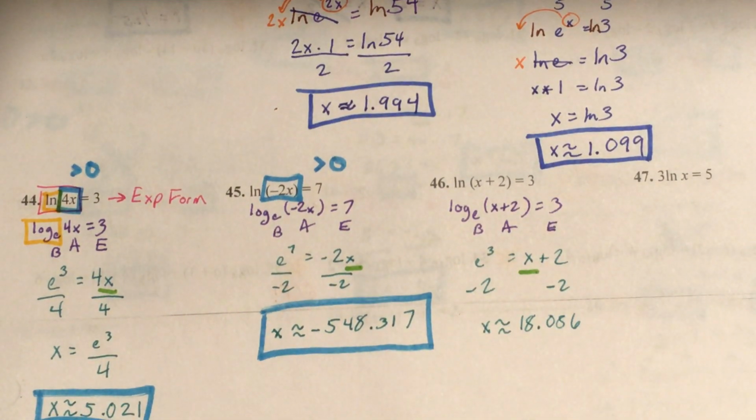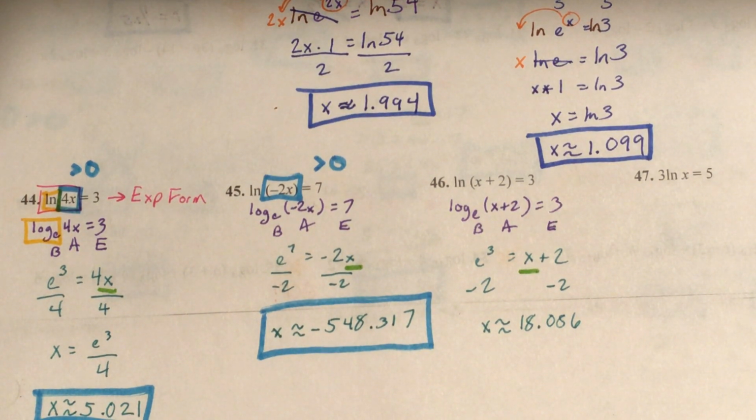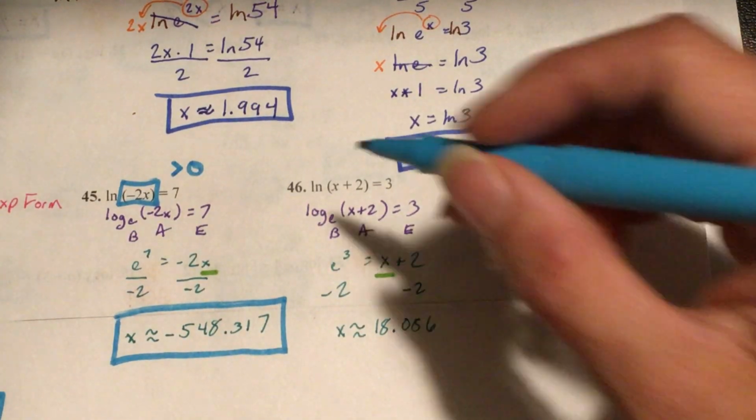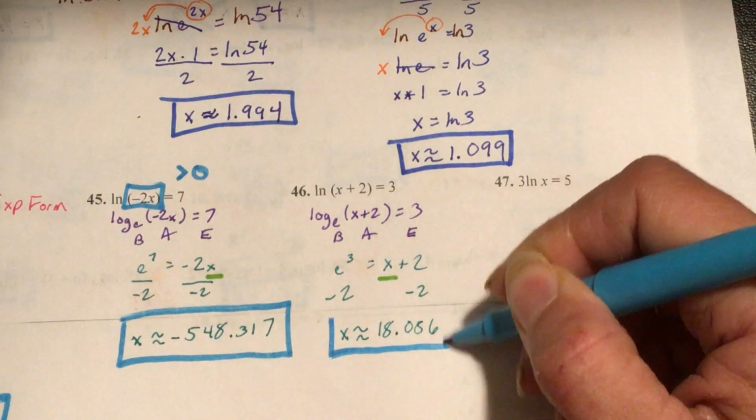18.086. But before we put a box around it, we have to check to make sure it's not extraneous. So plugging it into the answer part of our log, we get 18.086 plus 2. That's definitely going to be greater than 0.